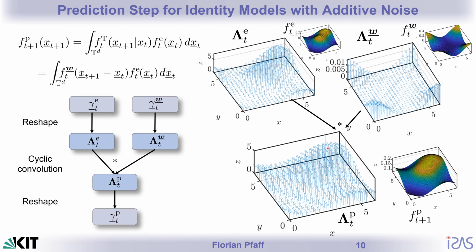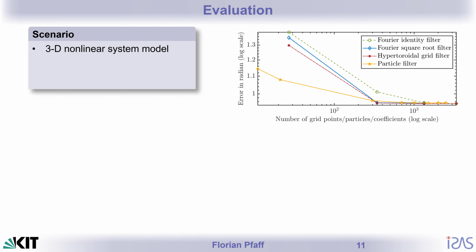Then you can reshape it for the next update step, but that's actually optional. If you only have prediction steps for identity model with additive noise, then you can just reformulate the update step based on the tensors, and you never have to return to the vector representation. In our evaluation, we compare the novel grid filter with other filters for hypertoroidal manifolds.